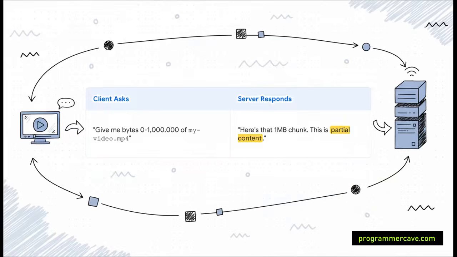So let's break down that conversation between the client, your video player, and the server. I love this analogy. Think of it like going to a library. The old way was like saying, I need to check out this entire 1,000-page encyclopedia. You had to lug the whole thing home. But the new way with range requests is like walking up to the librarian and saying, hey, can you just photocopy pages 520 through 525 for me? The client asks for a specific range of bytes, and the server is smart enough to just hand over that little piece. Simple as that.